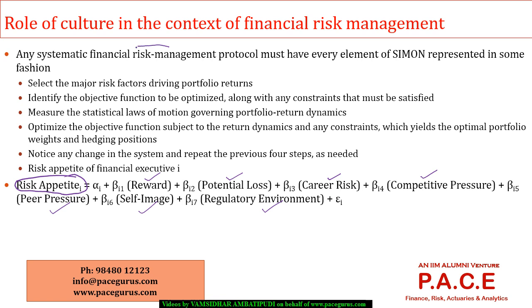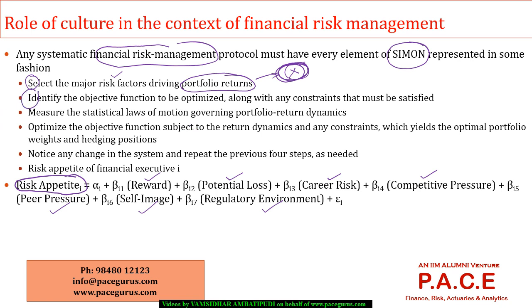When I'm talking about any financial risk management protocol, we talk about this acronym called SIMON, where the first step is Select. When I'm talking about portfolio returns, I want to generate a particular portfolio, and I want to generate X return. First, I'm trying to identify the most important risk factors for me if I have to generate this kind of return on my portfolio. So I'm identifying all kinds of risk factors that are driving the portfolio returns.